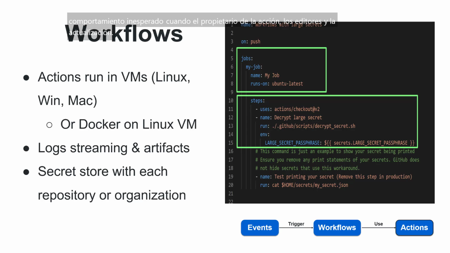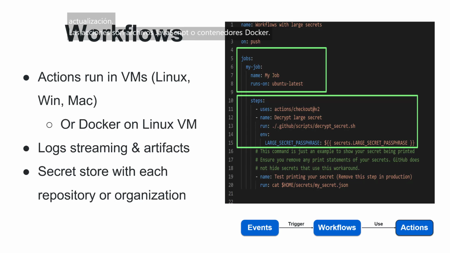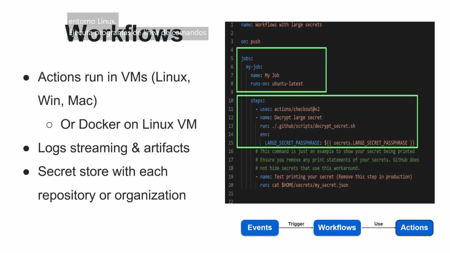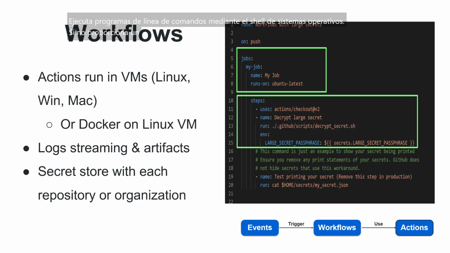Actions are either JavaScript files or Docker containers. If the action you are using is a Docker container, you must run the job in a Linux environment. Run: runs command line programs using the operating system's shell. If you do not provide a name, the step name will default to the text specified in the run command. As an introduction, I think it is fine for the time being.